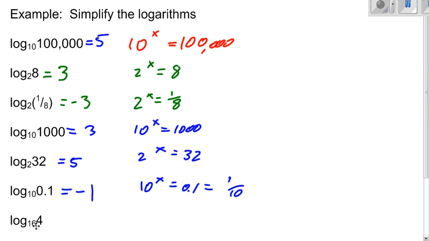And log base 16 of 4. 16 to what power equals 4? Well, the square root of 16 is 4. As a power, that would be 1/2. Square root is 1/2 power.